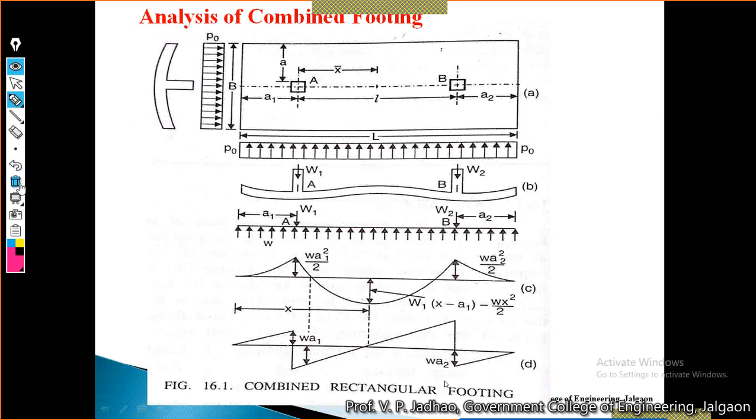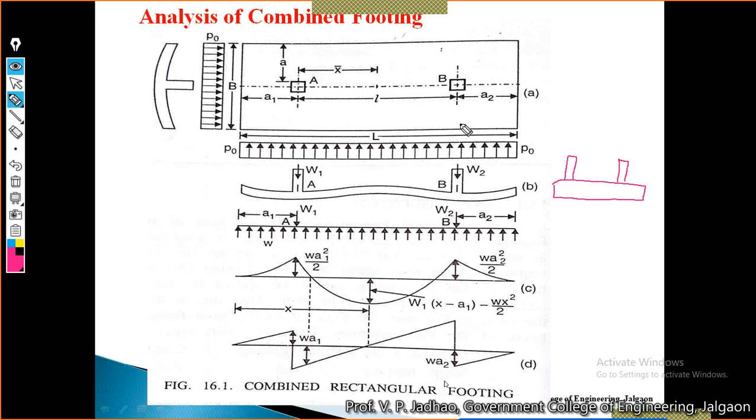Okay, so now in this particular longitudinal direction, we will be considering this as a beam, which is resting on these two columns. So your footing will be acting like this. This is your footing position. This is your column C1. This is your column C2.